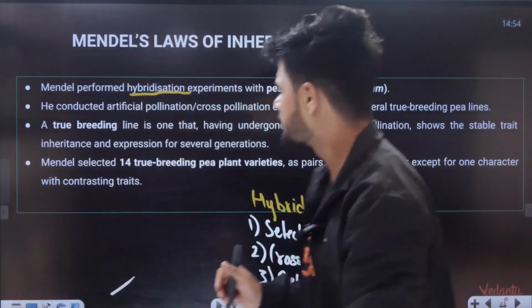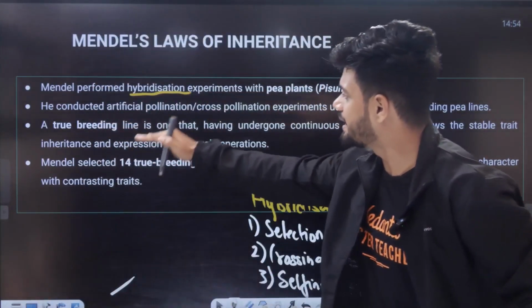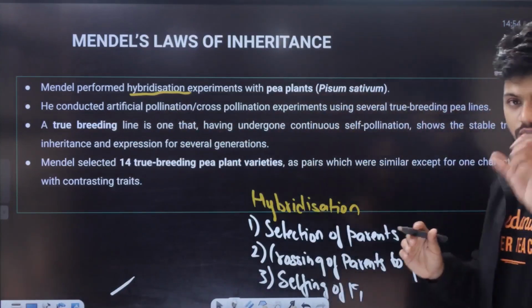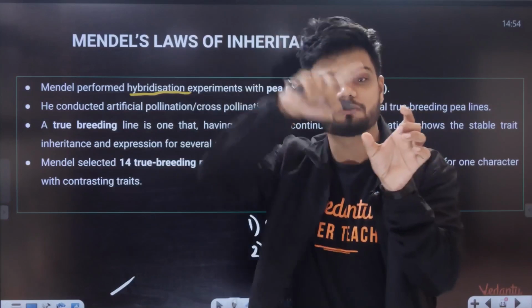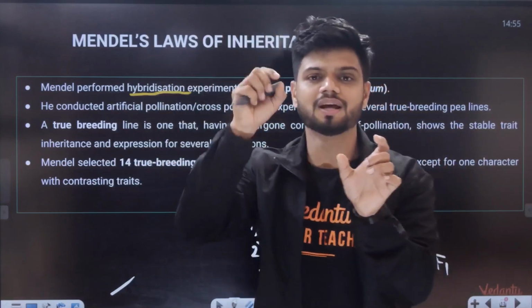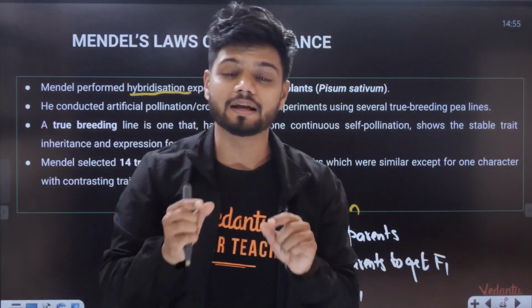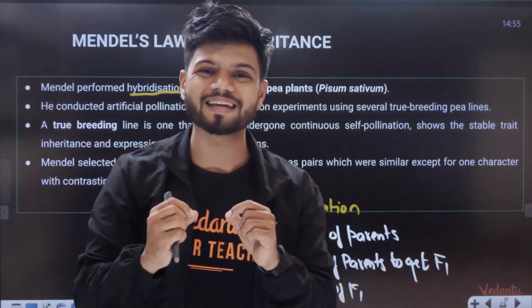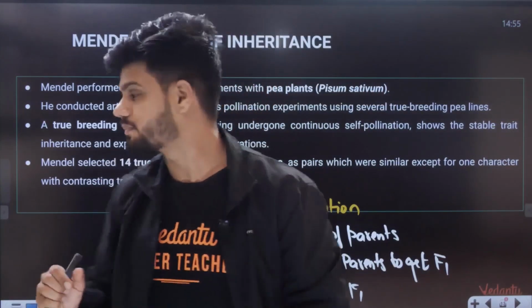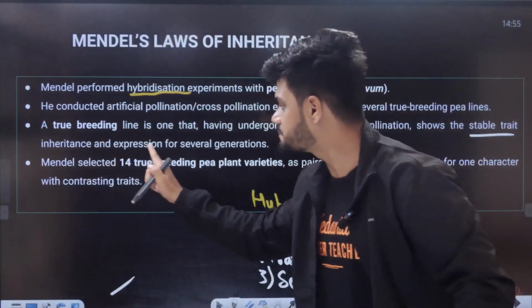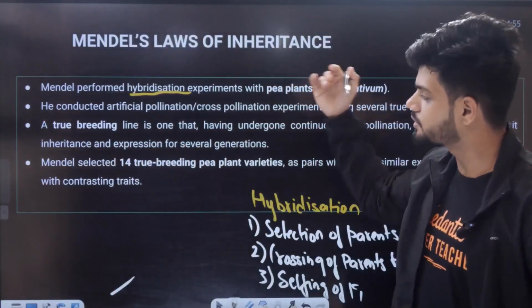Now students, a true breeding line is one that has undergone continuous self-pollination. So I have a plant, I will make it undergo self-pollination until I get a pure breeding line. When I say pure line, it is supposed to express only one type of phenotypic expression. It shows a stable trait, inheritance and expression over several generations.